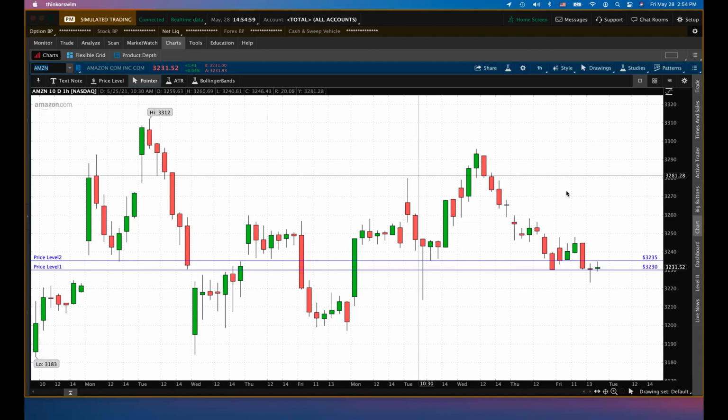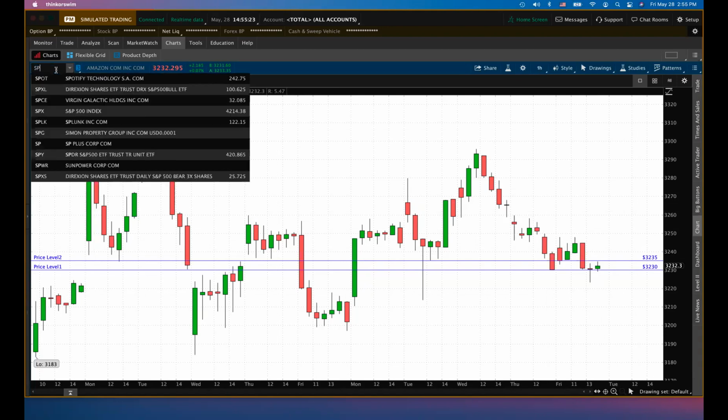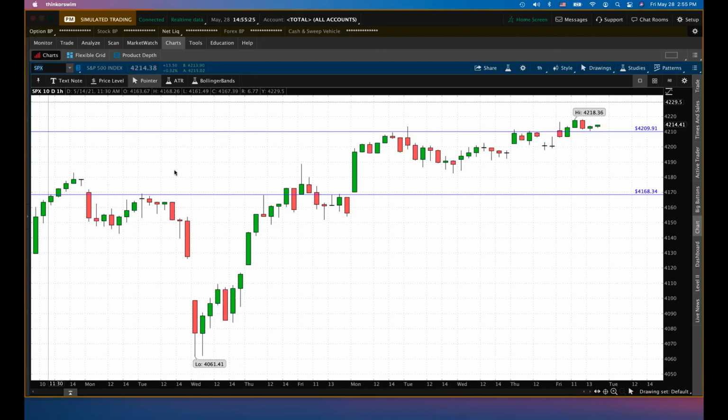Another debit spread. Okay. So we did a put debit spread, where we were bearish, expecting price to go down. Let's do another one where we're expecting price to go up, and this time let's do it on SPX. So what's SPX doing right now?